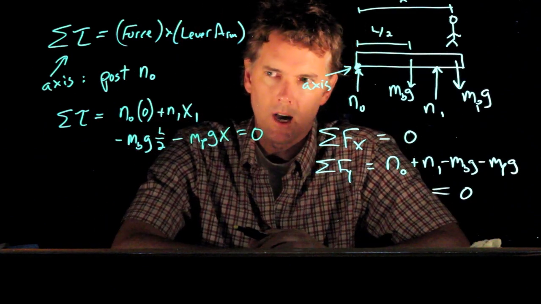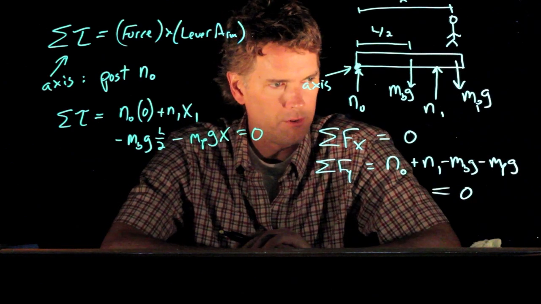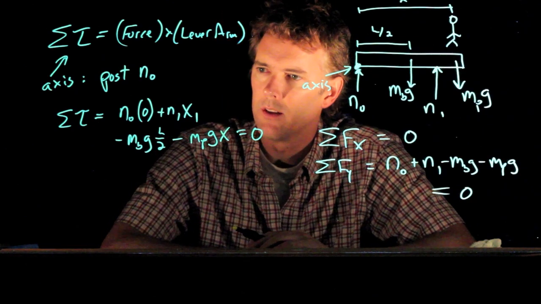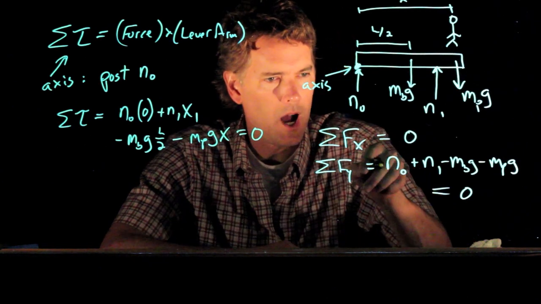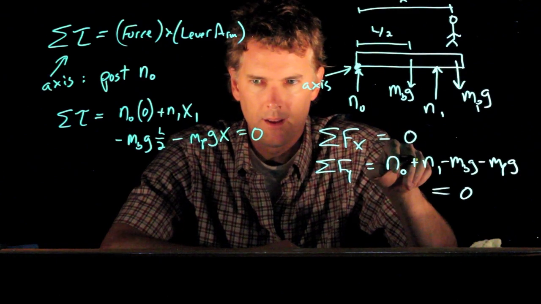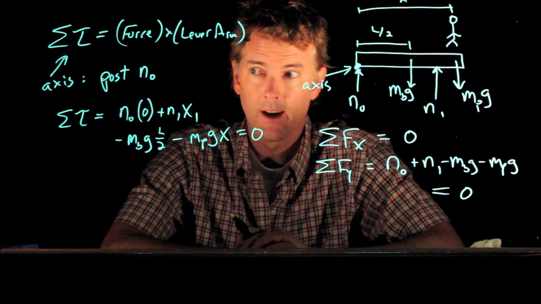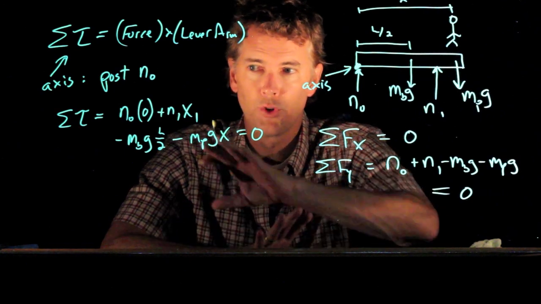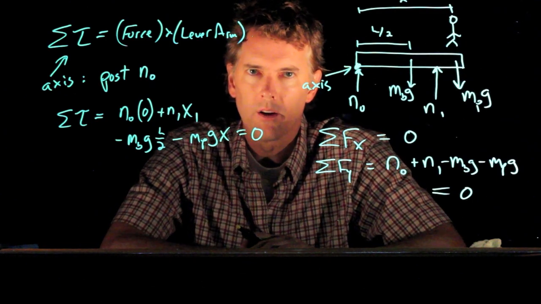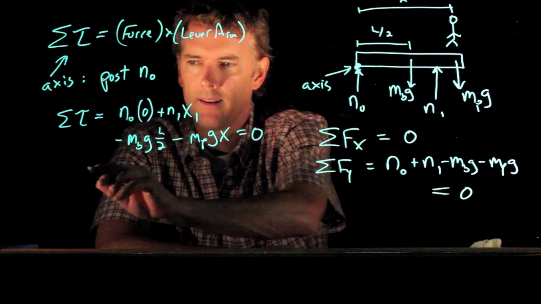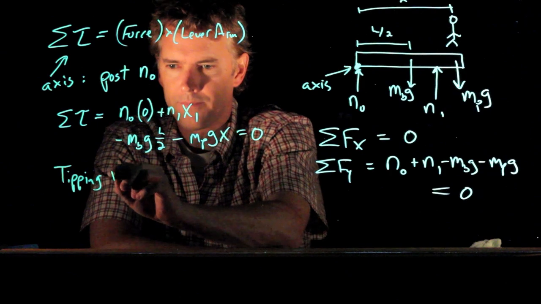Okay, and now we have a few equations. The x equation doesn't really help us, the y equation certainly does, and the torque equation certainly does. But let's see how many unknowns we have. We have N0, N1, and x. So that's not very good, right? We have three equations, or two equations really, and we have three unknowns. So we need another equation to help us, and it is this. We have to think about the physics of it a little bit.